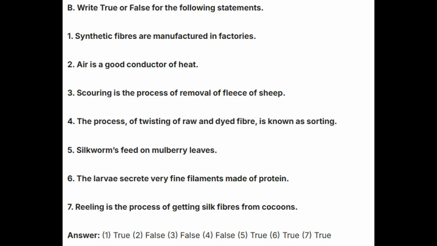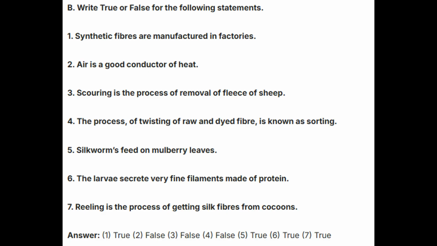First, synthetic fibers are manufactured in factories. True. Second, air is a good conductor of heat. False. Third, scouring is the process of removal of fleece of sheep. False. Fourth, the process of twisting of raw and dyed fiber is known as sorting.